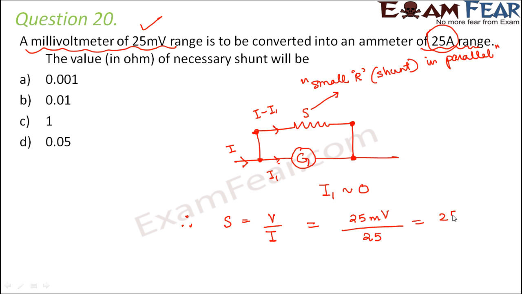So this becomes equal to 25 into 10 to the power minus 3 volts divided by 25. So this gets cancelled. So this is equal to 0.001 ohms. So this would be the value of the shunt. So I hope you understood. This is very large. So I1 is very small. It is almost equal to 0. So as a result, the net current passing through this would be almost I. Since I1 is 0, we can say that I current is passing through this shunt. So we know the current passing through the shunt. We also know the potential difference between these 2 points. So it is very easy to calculate the value of shunt. So the correct option is A.